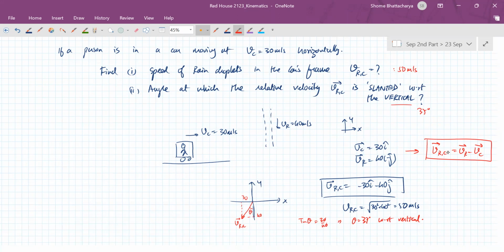Sir, so this 30 is in positive x-axis or negative x-axis? So this 30, velocity of the car, I've taken the direction of it to be along positive x-axis. So it's 30 i cap. That's why when I subtracted the two, it became minus 30 i cap minus 40 j cap, because it's VR minus VC.